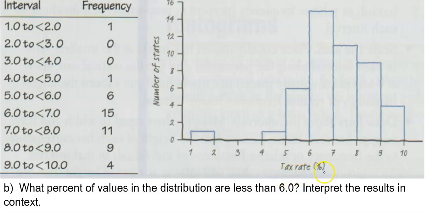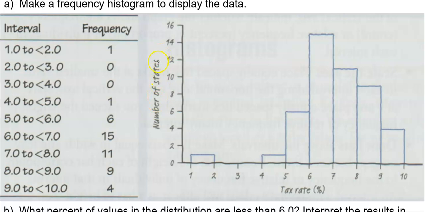They labeled the horizontal axis tax rate as a percent, and then went 1, 2, 3, 4, 5, 6, 7, 8, 9, 10. Then they said number of states, so I know I'm doing a frequency, not a relative frequency, and they put in the appropriate height bars. Notice the most we did was 15, but we counted up to 16, and we counted by 2s all the way up.